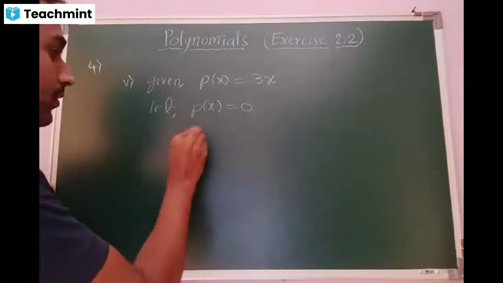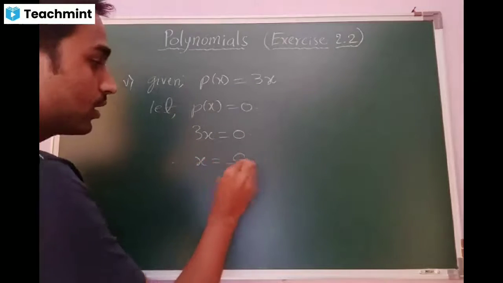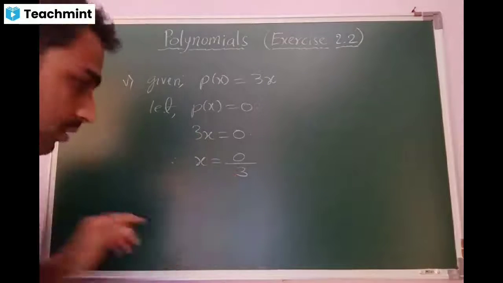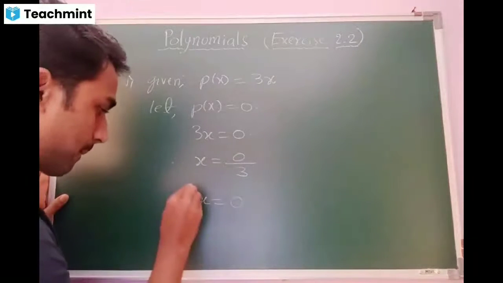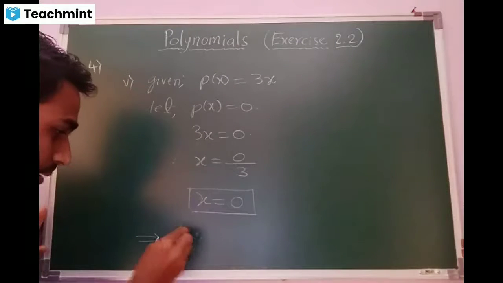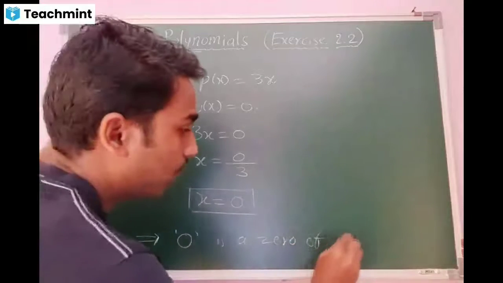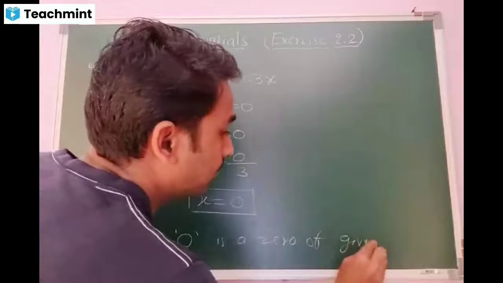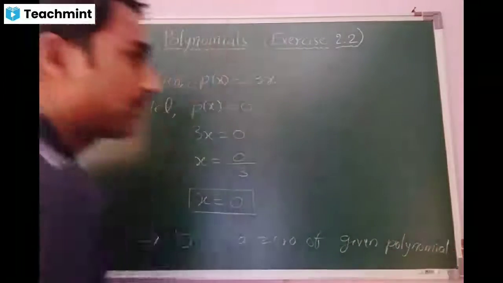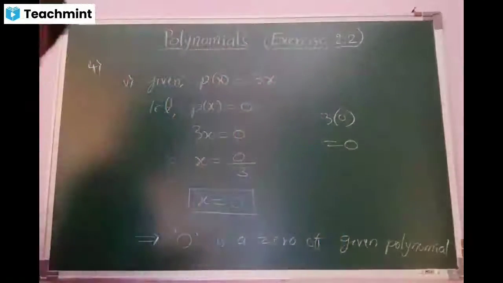Then you write the expression 3x is equal to 0. Therefore, x is equal to 0 divided by 3. 0 as it is, multiplication becomes division. What is the final answer, students? X is equal to 0, sir. X equals 0. It implies 0 is a 0 of the given polynomial. Again, beta, verification. 3 into 0 will give you 0. Correct, beta?